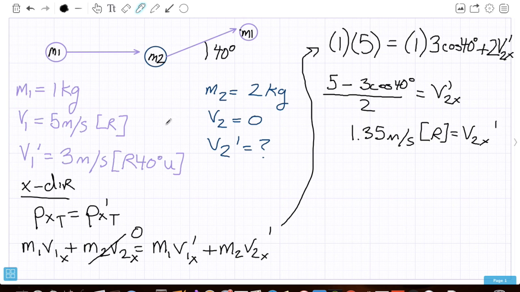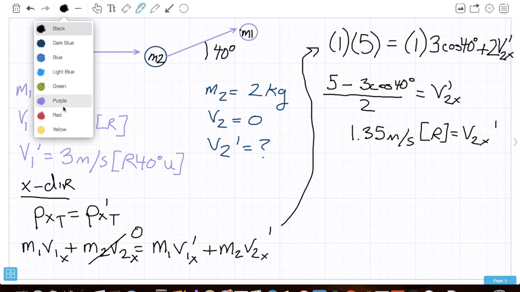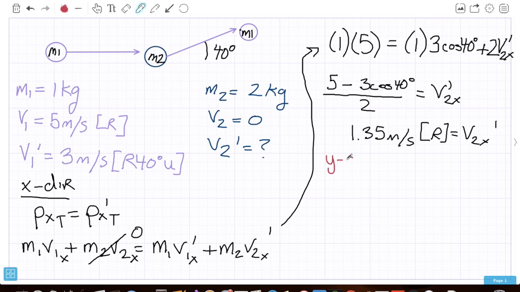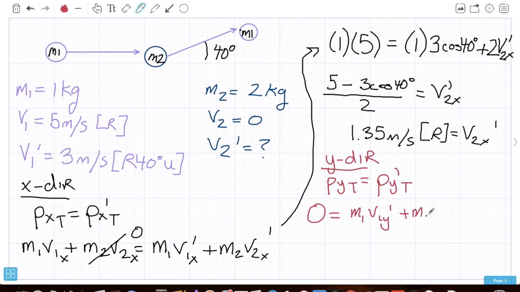Now, in the y direction, let's use the color red for the y direction. It's the same idea. We have the total momentum in the y direction before the collision has to equal the total momentum in the y direction after the collision. Well, the total momentum in the y direction is 0 because neither object was moving up and down initially. So that's the value 0. The second part is equal to m1 v1y prime plus m2 v2y prime.